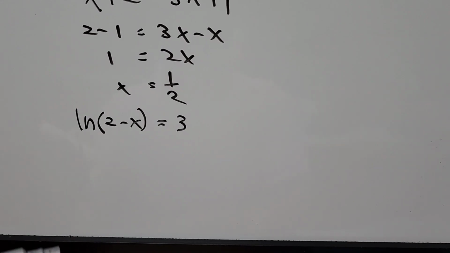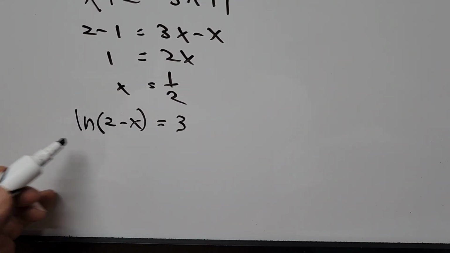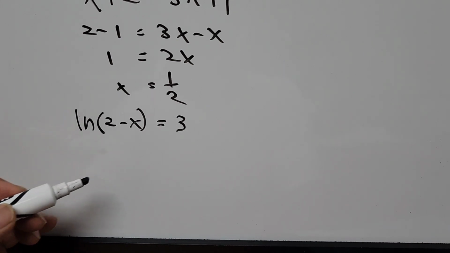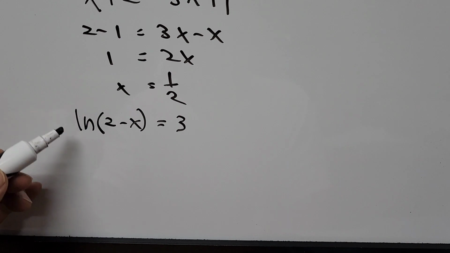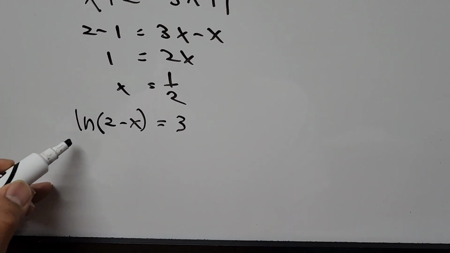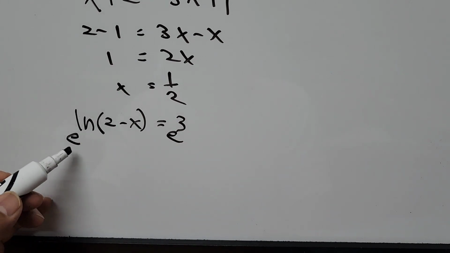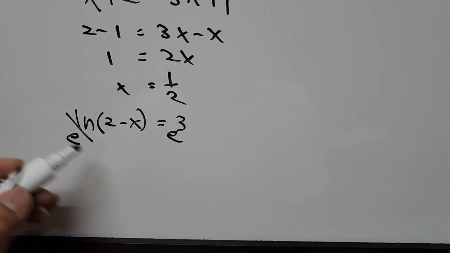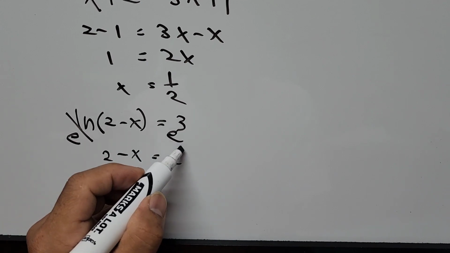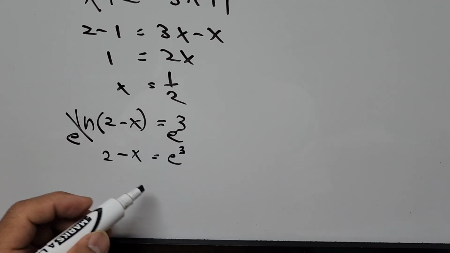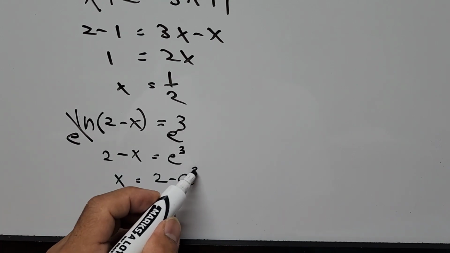We have another one. ln of 2 minus x equals 3. So we have natural logarithm over here. So what should we do? We raise both sides of the equation to base e, right? Since this is natural logarithm. So we have e to the power of ln and e to the power of 3. So e to the ln cancel each other. So we have 2 minus x is equal to e to the power of 3. So for x, x is equal to 2 minus e to the power of 3.